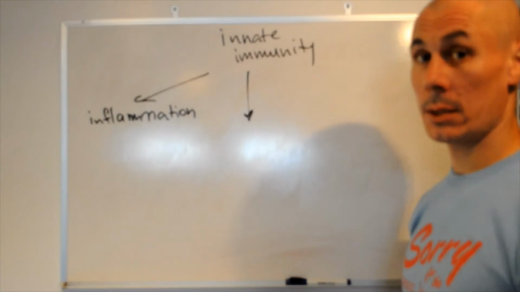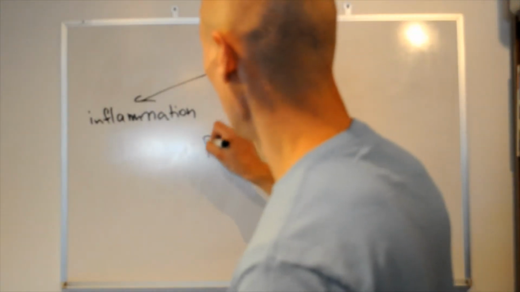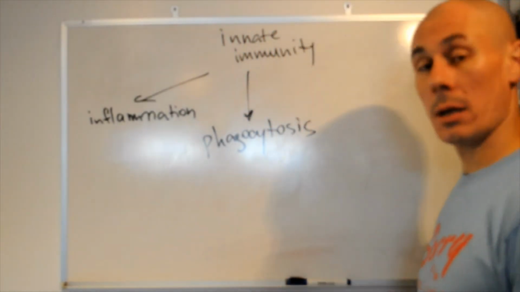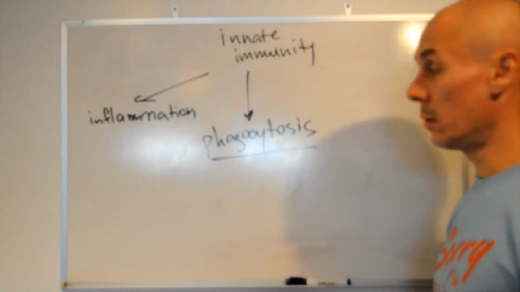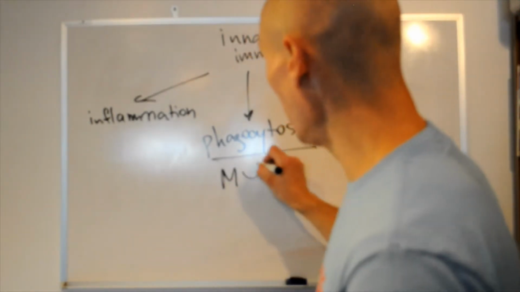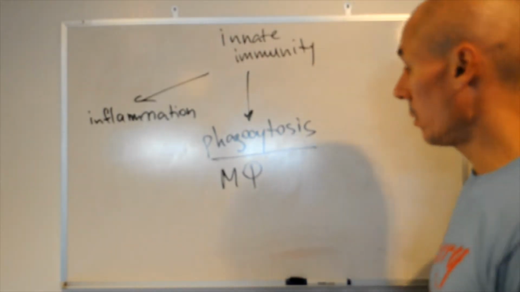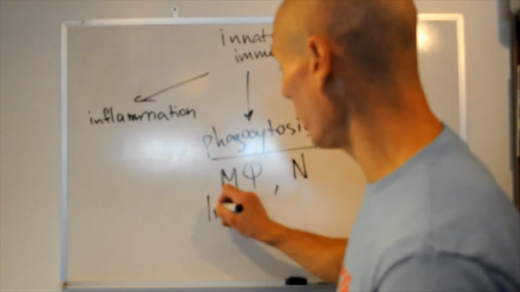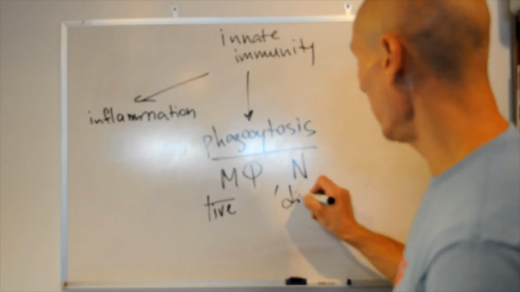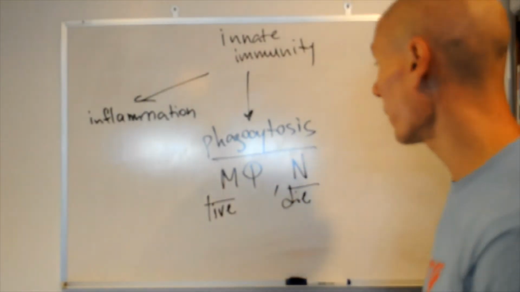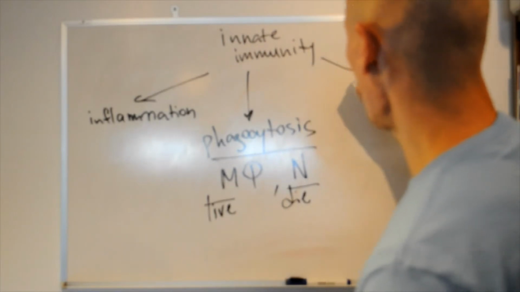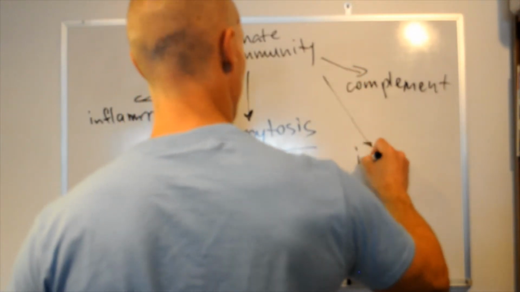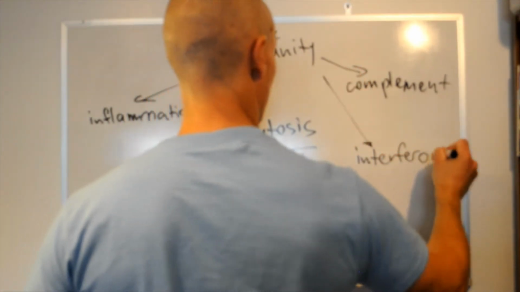So these white blood cells can respond in a way that they phagocytose pathogens and dead cells. Two main phagocytic cells are macrophages and neutrophils. The difference is that macrophages, after phagocytosis, live, and neutrophils, after phagocytosis, die. Two more mechanisms: complement activation, which we will discuss later, and interferon production.